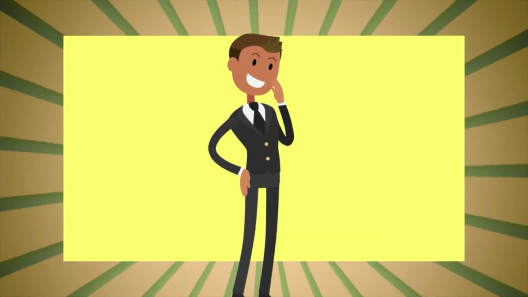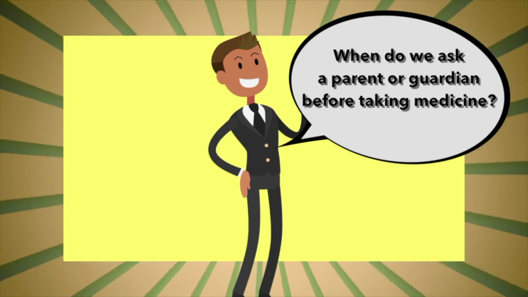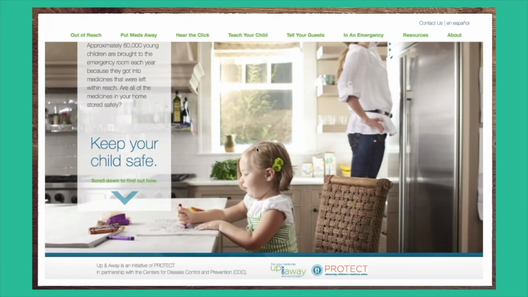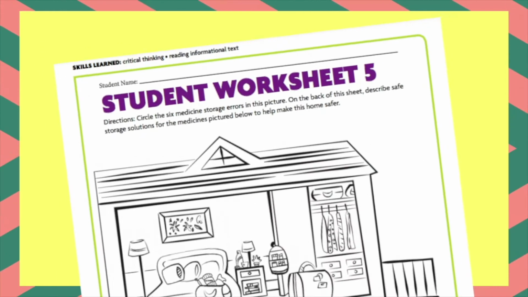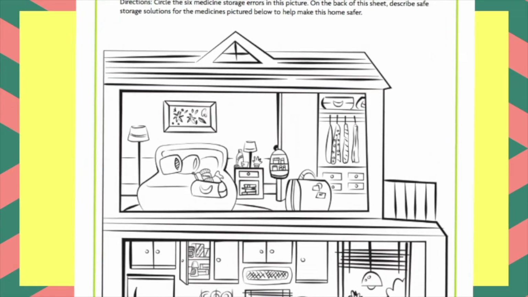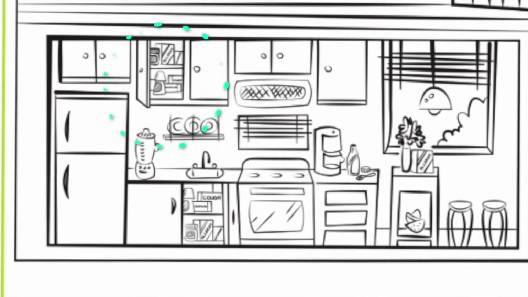Now is also a good time to remind them again that they should never take medicine without the supervision of a parent or trusted adult. If using a whiteboard, you can visit upandaway.org to learn more, and as a class, watch the Safe Kids video and discuss the key messages. Distribute Student Worksheet 5. Explain to students that they are looking at the inside of a home, and it is their job to identify the medicine storage errors that could lead to accidental medicine poisoning.